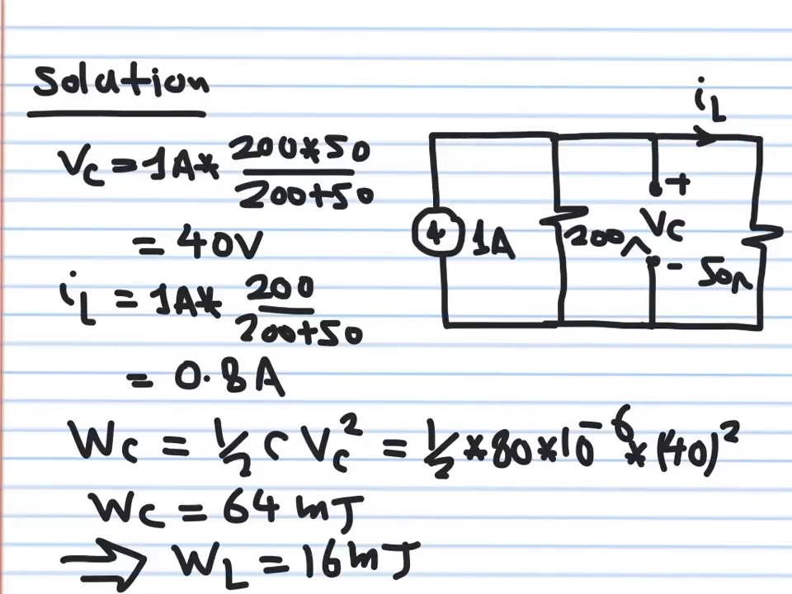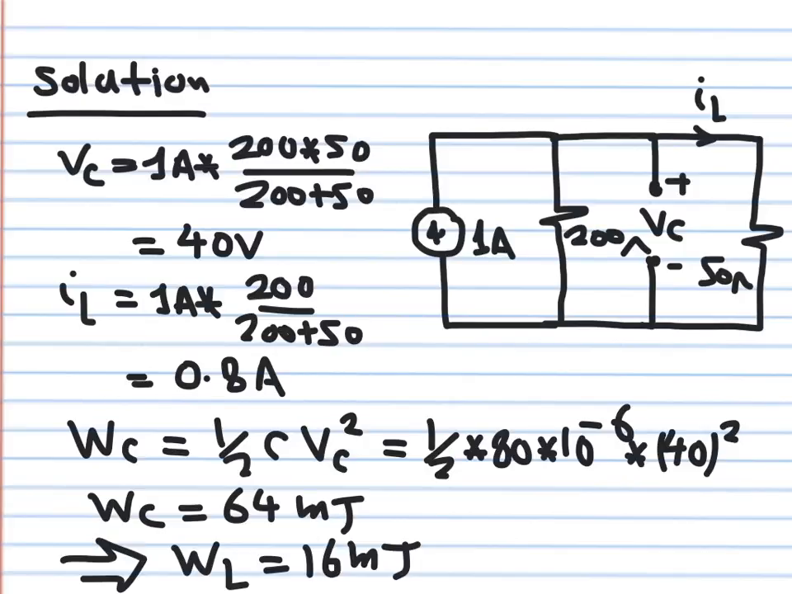So you analyze it as a regular DC circuit with two resistors in parallel. You can find this voltage here. This voltage is equal to this current source multiplied by this parallel combination. So it's 1 ampere multiplied by 200 times 50 over 200 plus 50. So the voltage across the capacitor is 40 volts. Remember, the capacitor represents an open circuit, but this does not mean it does not store energy.